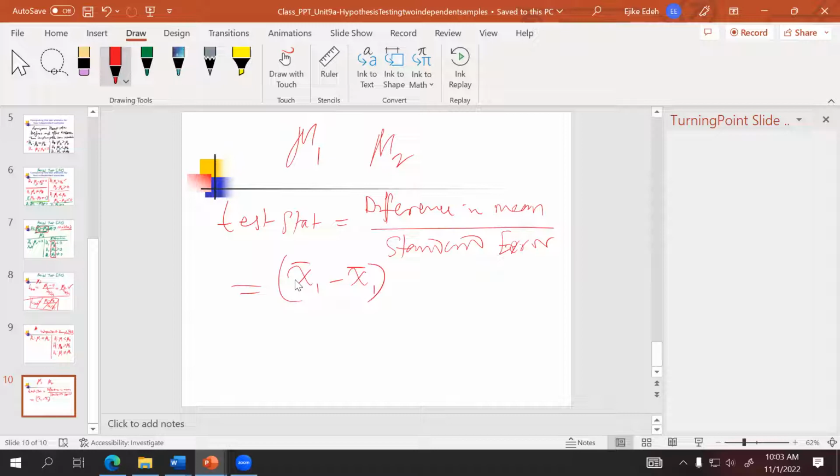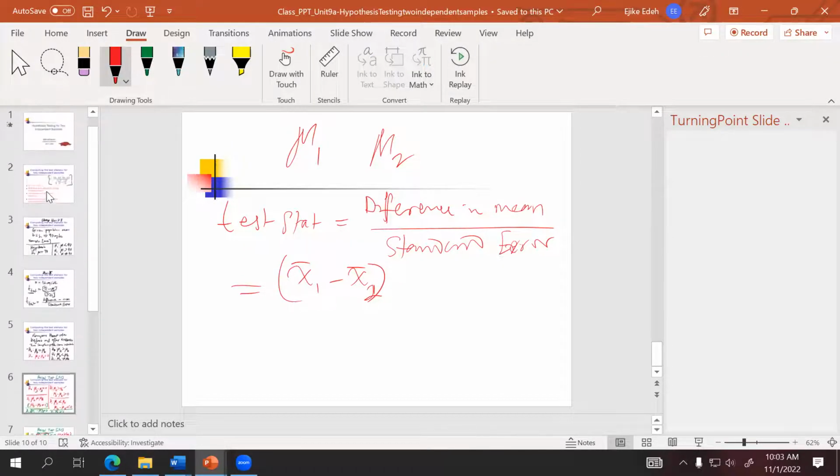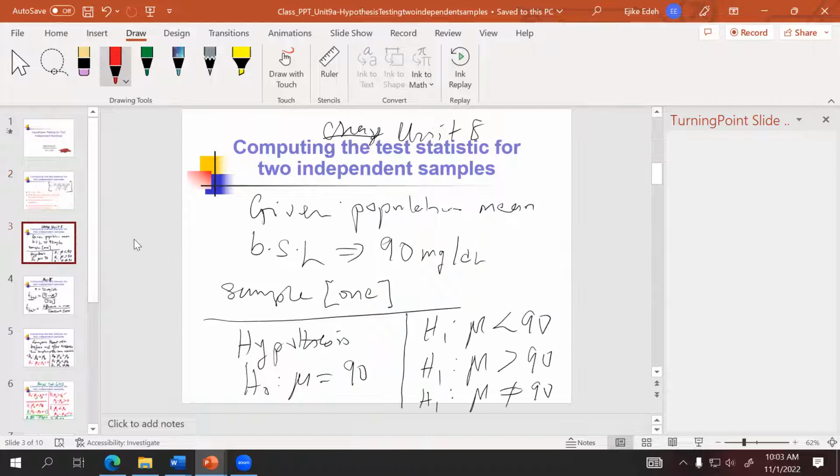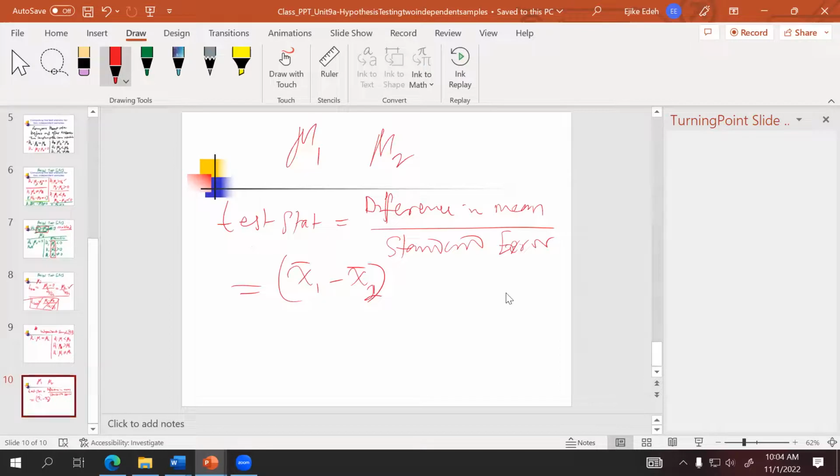You're comparing this with the population. Remember, if we go all the way back to the beginning today, you have a population, and you're comparing the mean with that population. But in that case, the population value was given to you and you were dealing with only one sample. Where we are right now, we're dealing with two independent samples. We are comparing our mean difference with the population mean difference of those two groups.